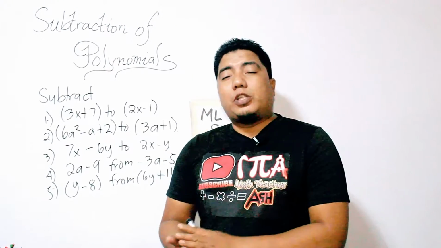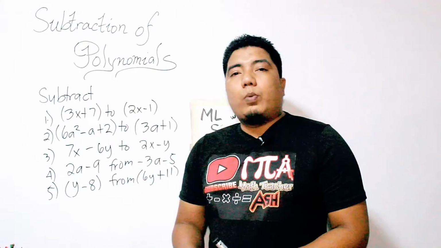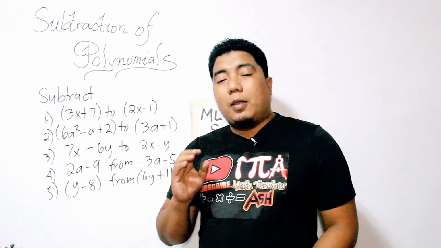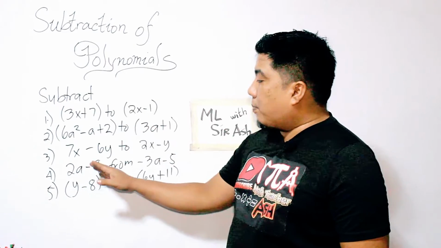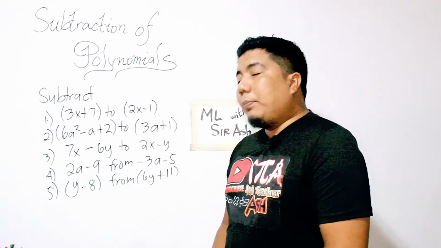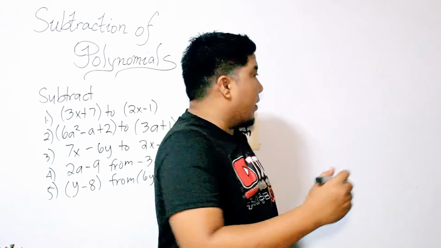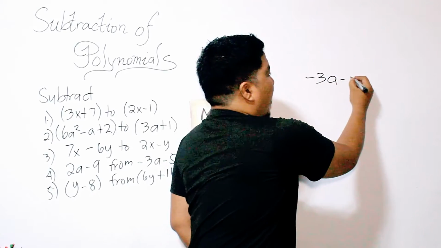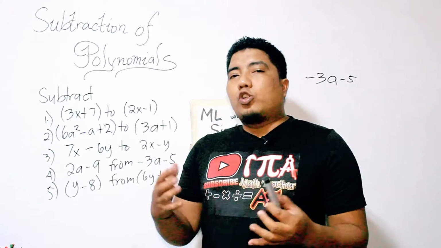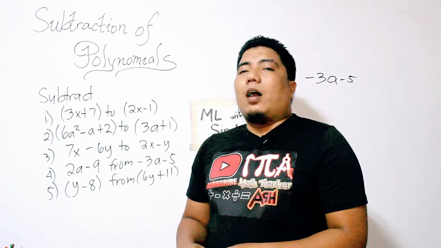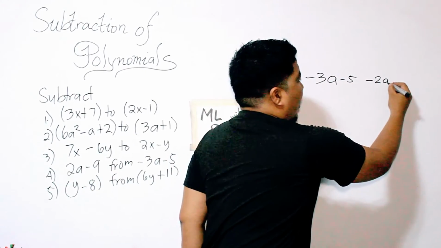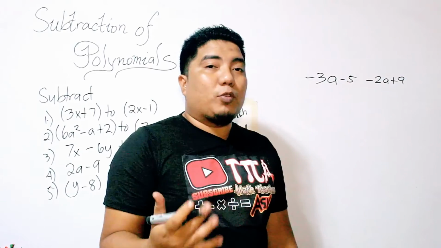Okay, math learners, in using the term from, we will be dealing with the second group or second polynomial as our minuend. So we have here subtract 2a minus 9 from negative 3a minus 5. So in this case, our minuend is negative 3a minus 5. So we will copy negative 3a minus 5. And then our subtrahend 2a minus 9. So what we will do is we will get our additive inverse of this one. So that is negative 2a plus 9. Okay, negative 2a plus 9.